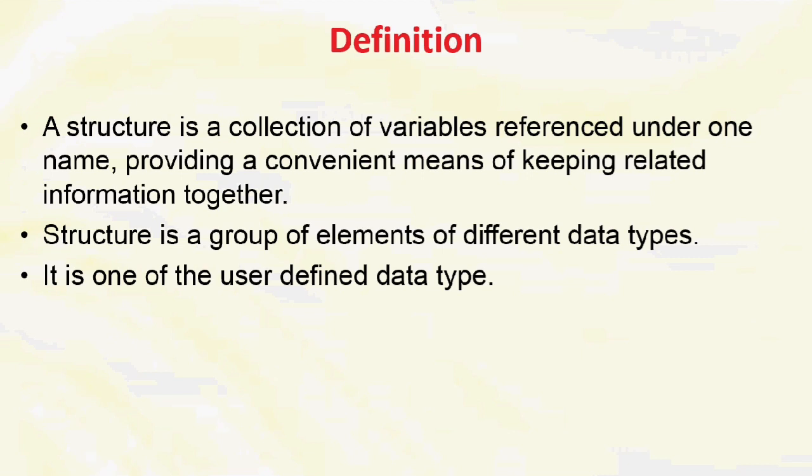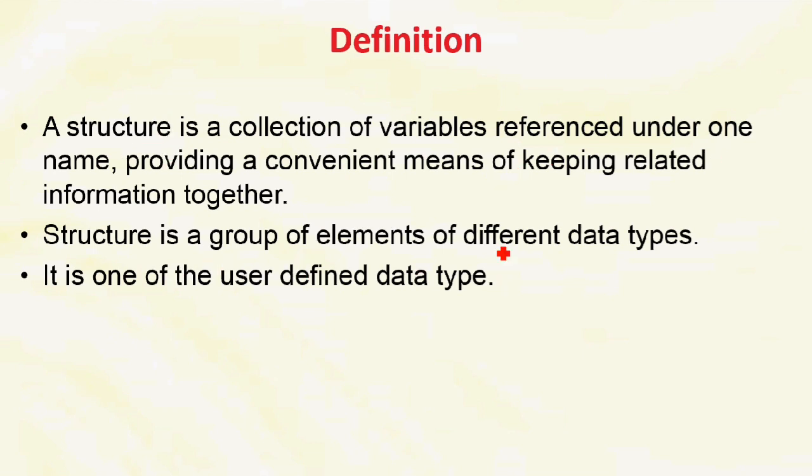So first we will see the definition of a structure. A structure is a collection of variables referenced under one name, that is under a common name, providing a convenient means of keeping related information together. To group related information under a common name, we can use structure. For example, if you take student, we have various details related to student: a name, a roll number, marks, and then total, average, or in detail address information, mobile number. So to group this information under a common name, the structure is used.